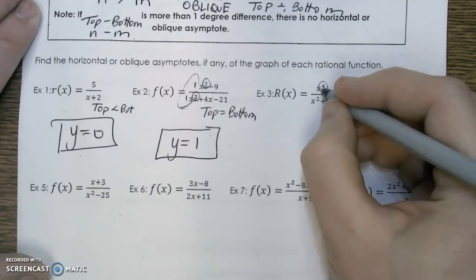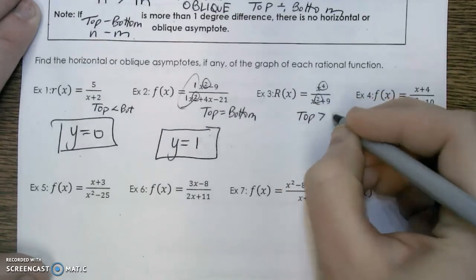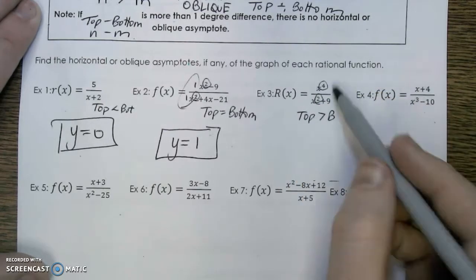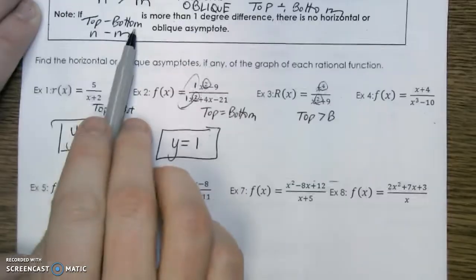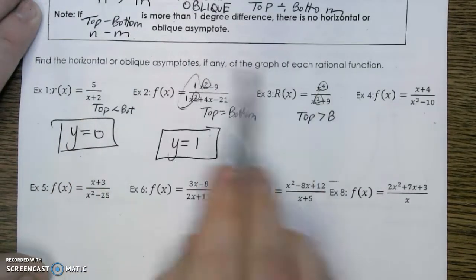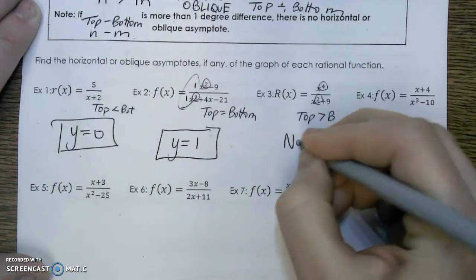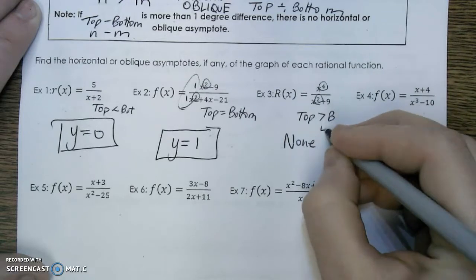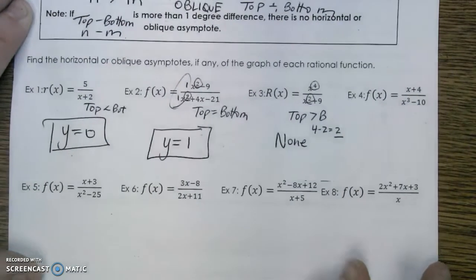Here, the top is larger than the bottom. So the top is bigger than the bottom, but too big. They're more than 1 apart. So that's this case right here. If you do 4 minus 2, you get something more than 1. So there are none. And that is because 4 minus 2 is 2, and it needs to be only 1 apart.